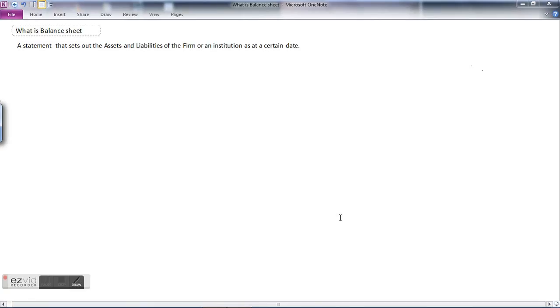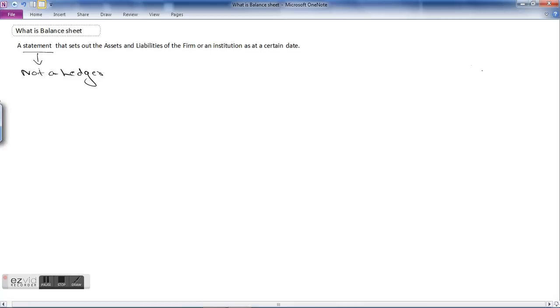In this session we will be learning what a balance sheet is. A balance sheet is a statement that sets out the assets and liabilities of a firm or an institution as at a certain date. Now this is very important. The definition itself suggests that it's a statement, so it is not a ledger account. When you prepare a ledger account, or even your trading account, profit and loss account, or profit and loss appropriation account, that account is for a particular period. But a balance sheet is not a ledger account, it's just a statement.